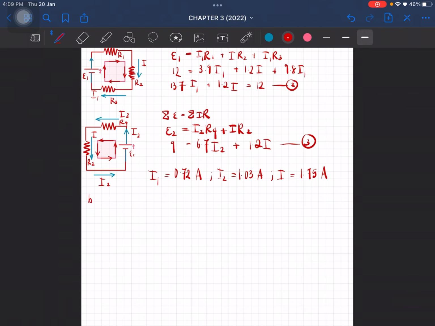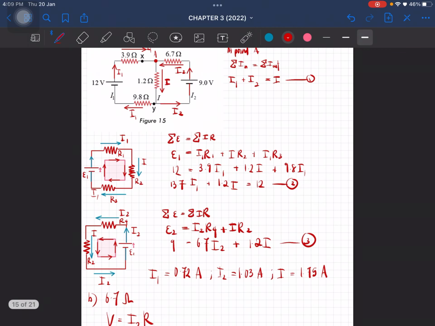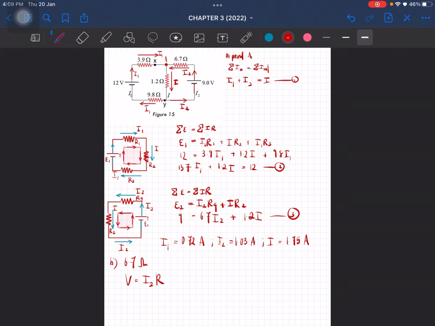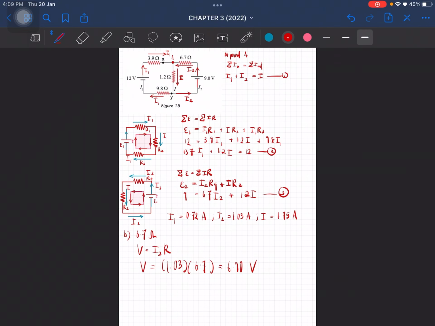And then the potential difference, question B: the potential difference across the 6.7 ohm resistor is given by V equal to I2R. Okay, so V is the V that we are looking for. I2 is equal to 1.03 and R is equal to 6.7. So V is equal to 6.9 volt. Okay, so that is the solution for example number 11.